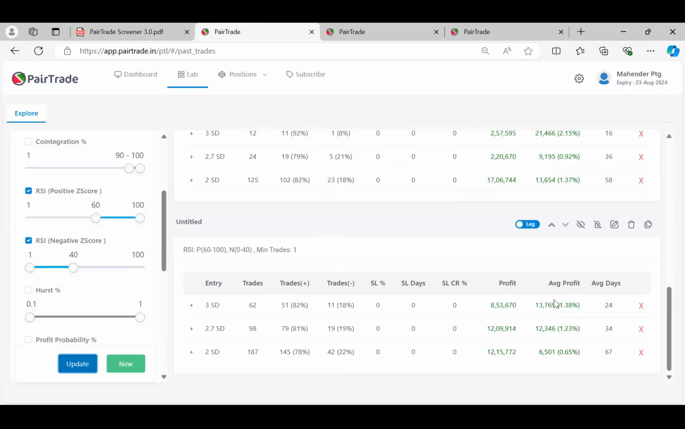and per trade also it is higher, but at 2 standard deviation it has come down. So what I can do is play around with this. Instead of 60, I'll make it a little tighter, 65, and instead of 40, I'll make it 35, and say update. Now if you see here, this has improved, and this also drastically improved. Instead of 6,000 per trade, it is 13,000 per trade. So the accuracy also has increased here. So this combination looks good.